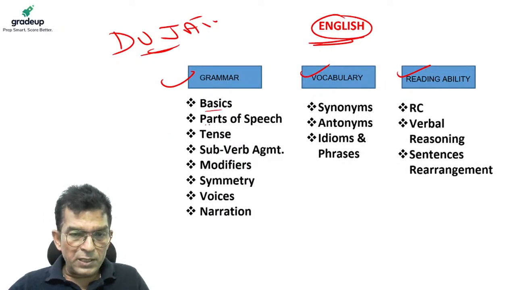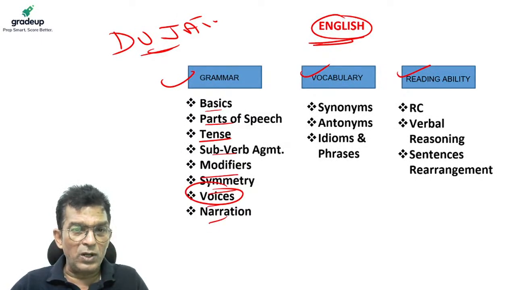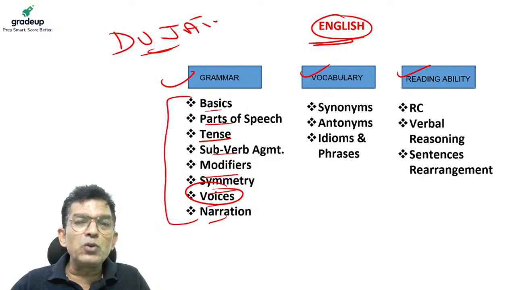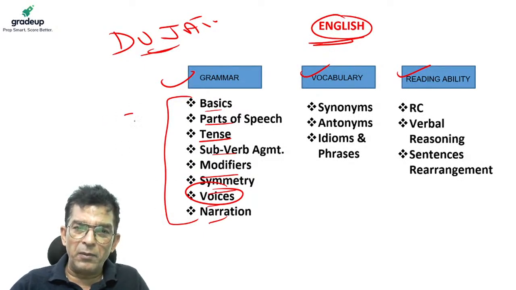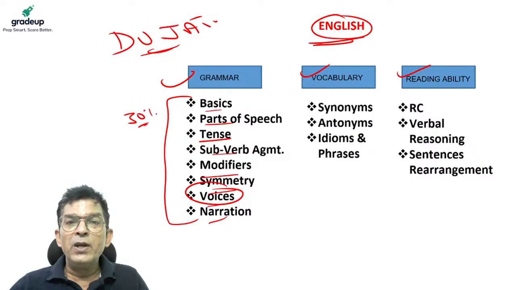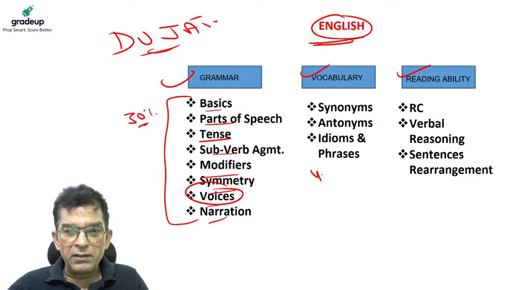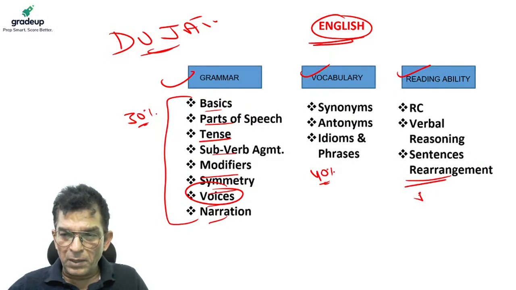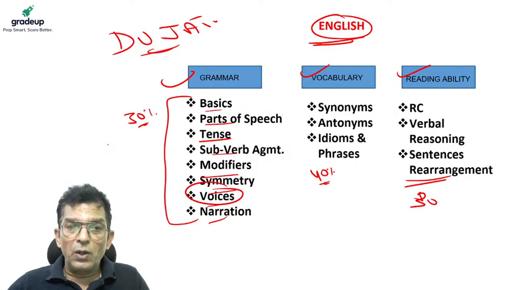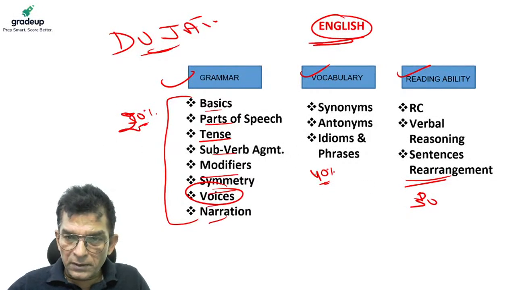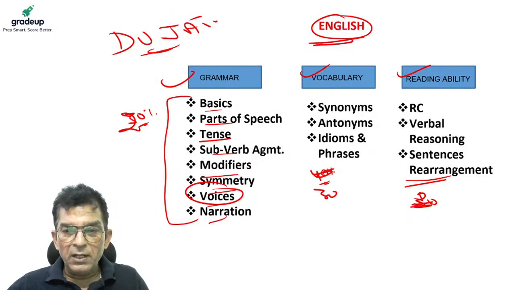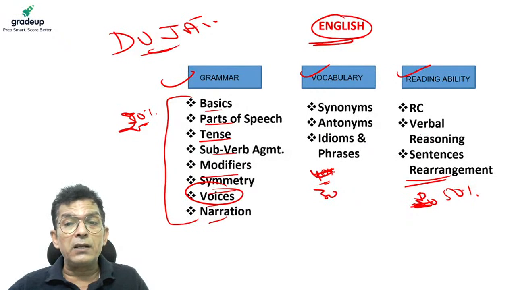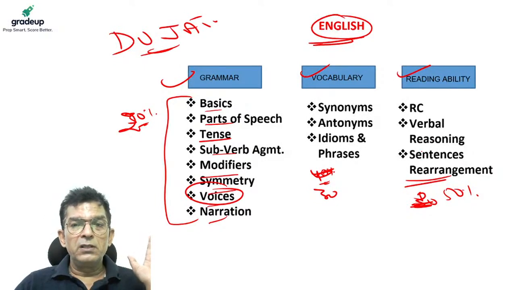Now, again, basics, parts of speech, tense, subject verb agreement, modifier, symmetry, voices, and narration. We saw a question from voices. You may not get too many questions from here. A maximum of about 30% questions from grammar. Vocabulary questions are slightly higher. You could say 40% are vocabulary questions, and the rest of the 30% questions. We'll put it this way: 20 and 30. 20 and 30, that is 50%. The rest of the 50% comes from RC, verbal reasoning, and sentence arrangement. Reading comprehension, verbal reasoning, and sentence arrangement.